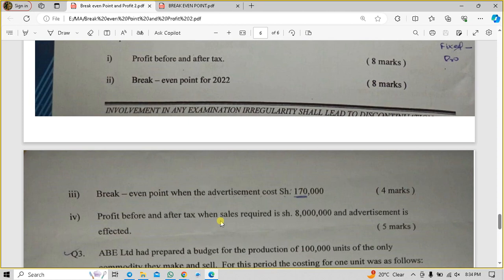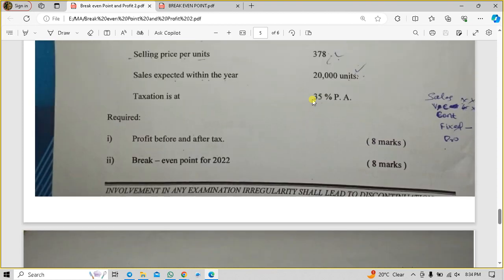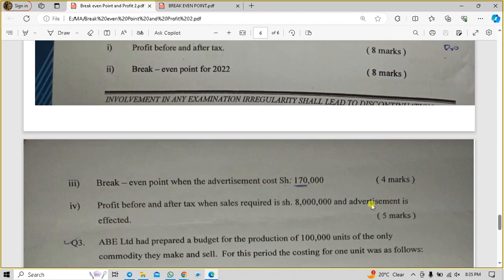Profit before and after tax when sales required is 8 million and advertisement is affected. So it means that our sales now will be 8 million. So hatutatumia sales ya 7,560. So unatumia sales ya 8 million and then you effect the advertisement cost kwa fixed cost. Then you'll be able to work this one out. That is how you get 1625 marks. Hivyo tu.